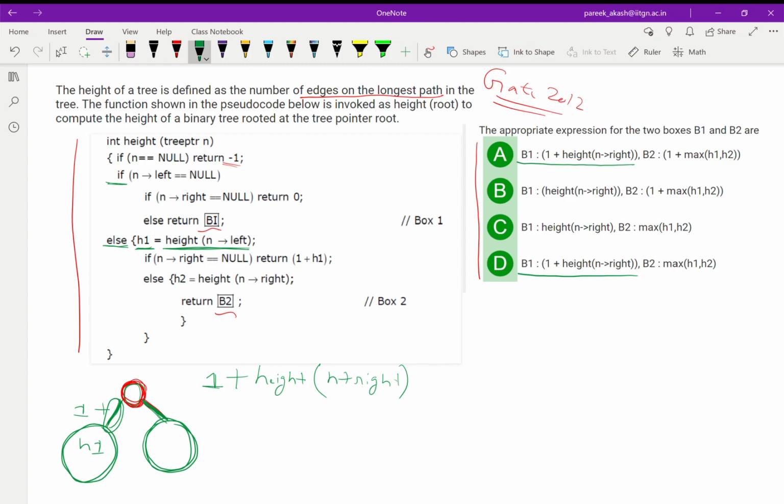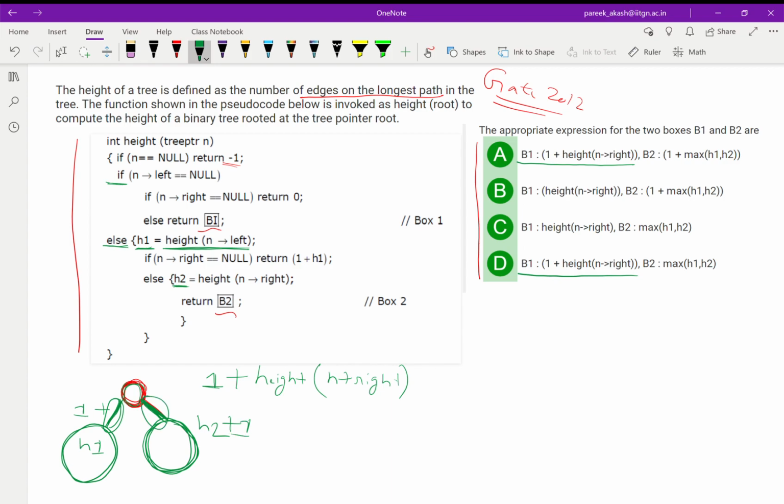So again it says that if n of right equal to null, then suppose this is n. If n of right is null, that means this will be my height, so I will return 1 plus h1. Or else, suppose there is something on the right side, then we will calculate it using h2. So h2 will be the height of the right subtree. And what will be the height of the whole tree then? The height of the whole tree will be h2 plus 1, because of this edge we again get plus 1.